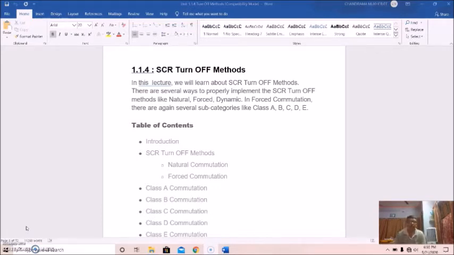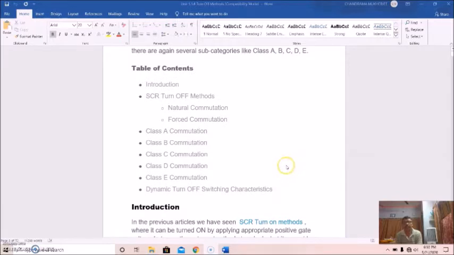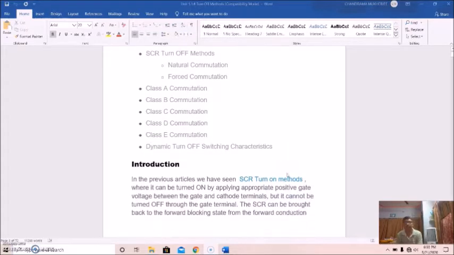Natural, forced, and dynamic. In forced commutation, there are again several subcategories like class A, class B, class C, class D, and class E. So whatever we will discuss today is a brief description or introduction of this turn-off methodology. Then there are the main turn-off methods: natural commutation, forced commutation, which as I told you is class A, class B, class C, class D, and class E commutations, and dynamic turn-off switching characteristics.